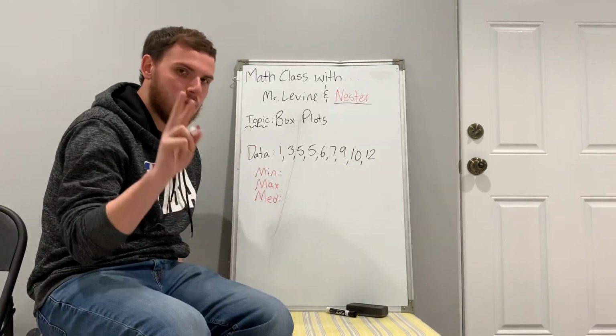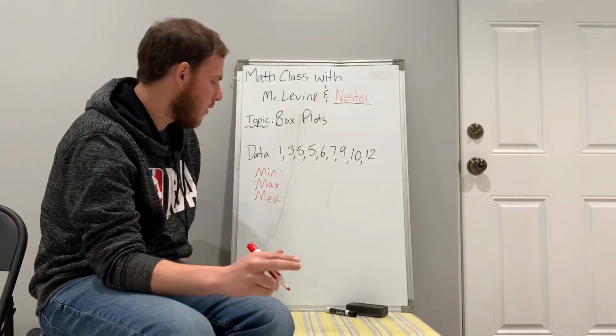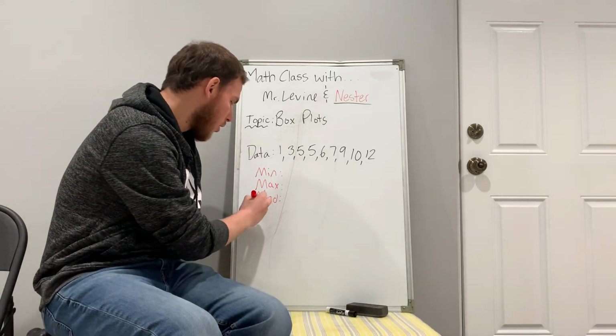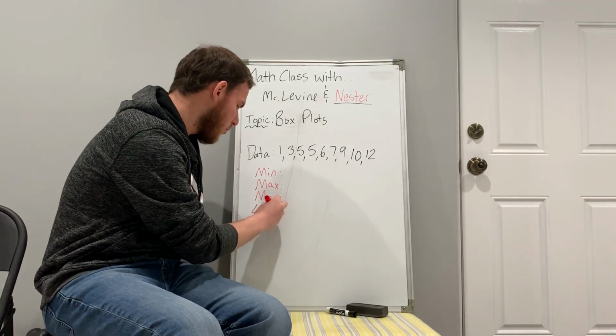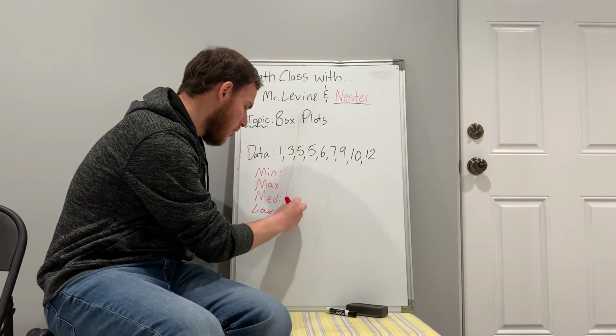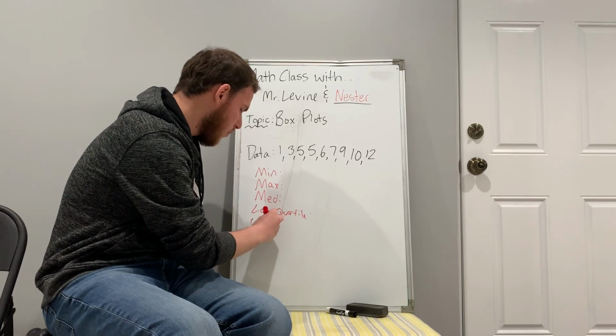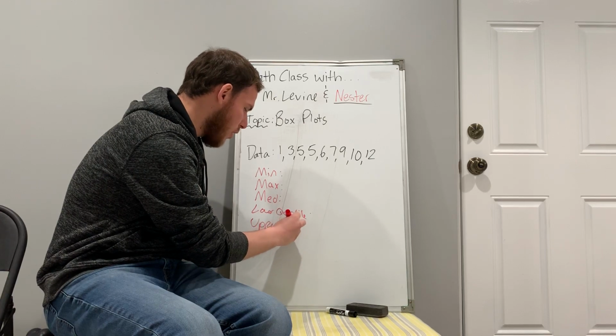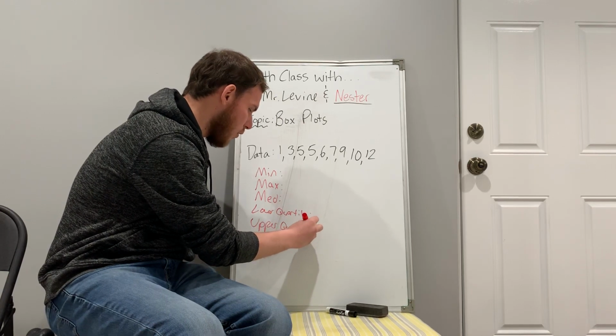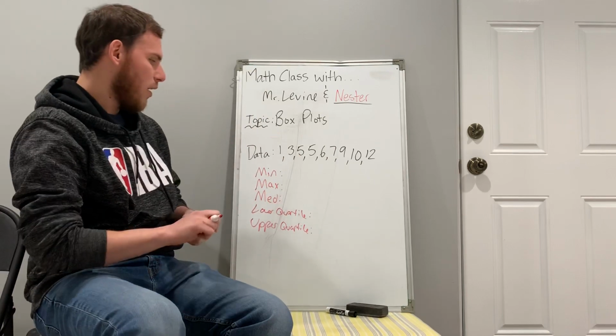And then we need some things that we haven't heard of yet. This would be our lower quartile and our upper quartile. These things sound weird, but they're actually pretty simple. So let's go through and get each of these things here.